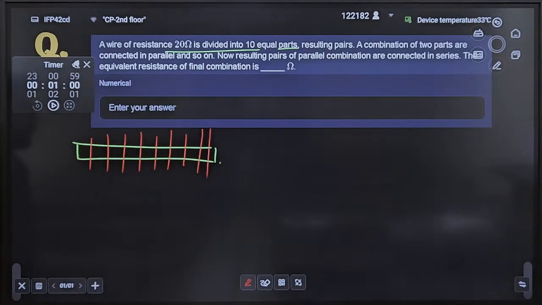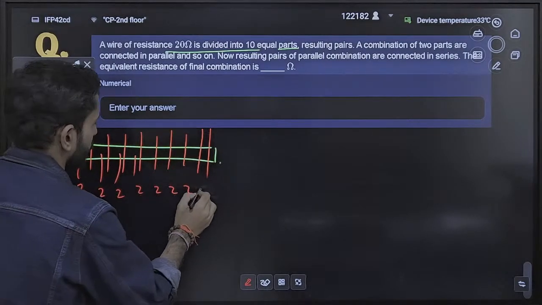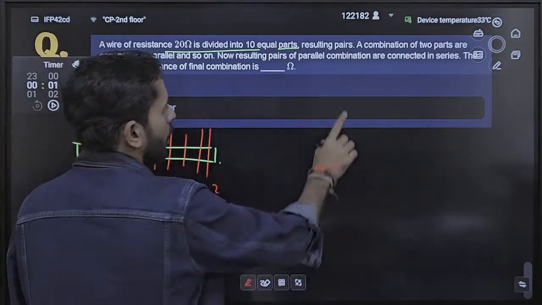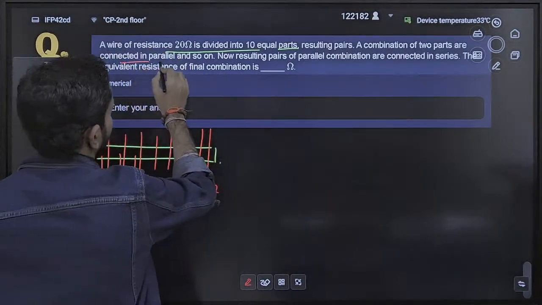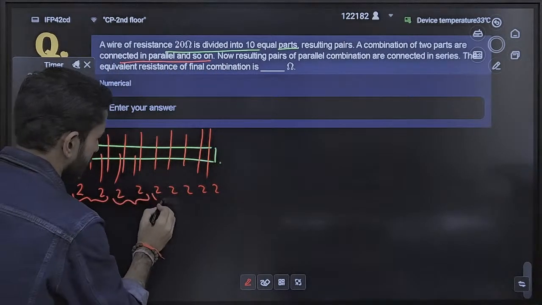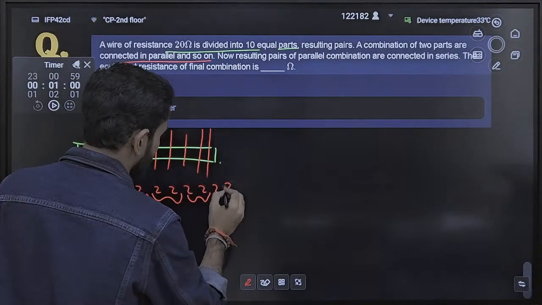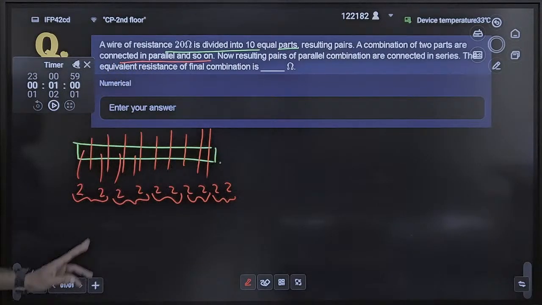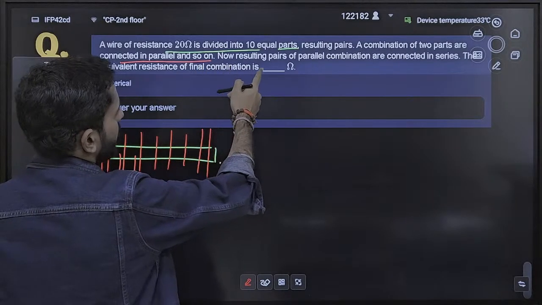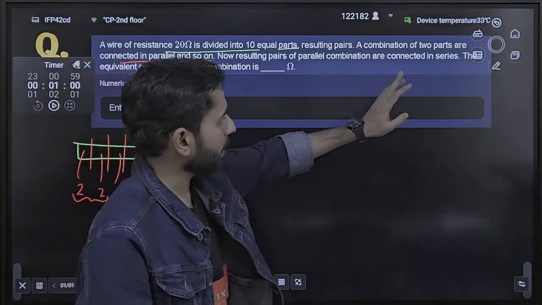Okay, 10 equal parts, that means what will be the resistance of each part? It is 2 for each. Fine. A combination of two parts are connected in parallel and so on. That means this is a combination, this is a combination, 1, 2, 3, 4, and this is a combination. All these combinations of two parts are connected in parallel, and the resulting pairs of parallel combinations are connected in series.